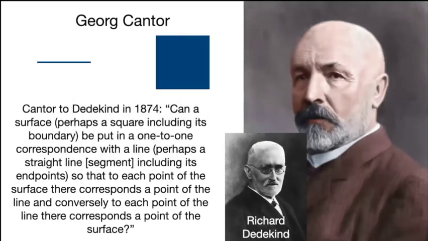So I promised you a Cantor story. Cantor wrote to Dedekind, who's another mathematician, in 1874. And he said, "Can a surface, perhaps a square including its boundary, be put in one-to-one correspondence with a line, perhaps a straight line segment, including its endpoints, so that to each point of the surface there corresponds a point of the line, and conversely, to each point of the line there corresponds a point of the surface?" So remember, he was talking about sizes of infinity. He wants to know, is there a one-to-one and onto function between a line segment and a square?